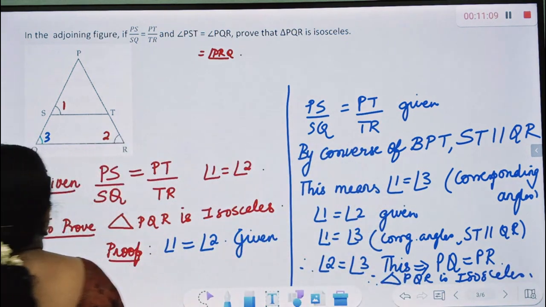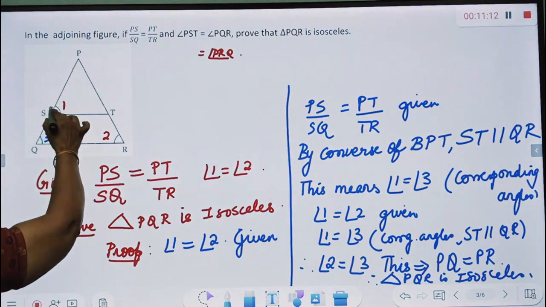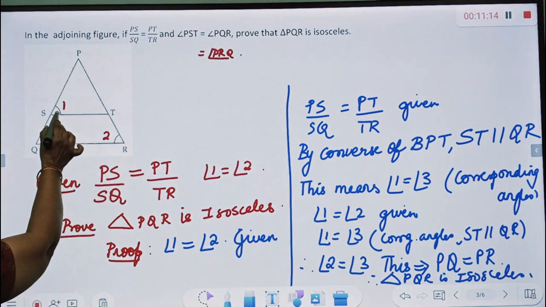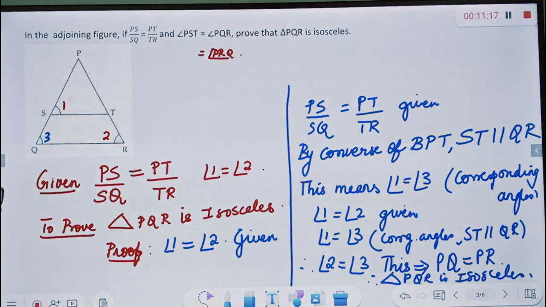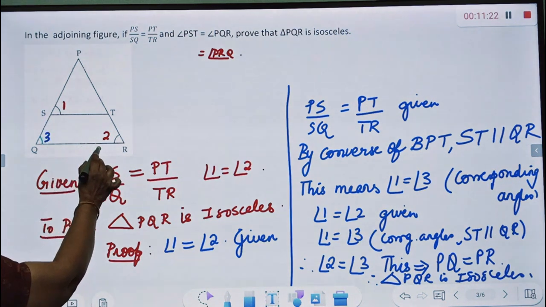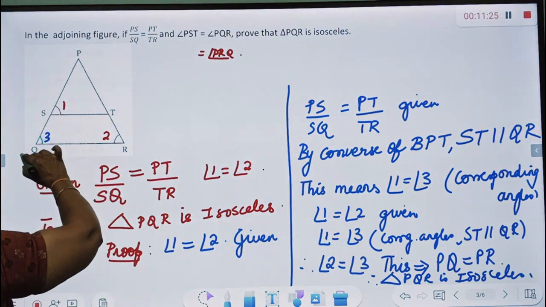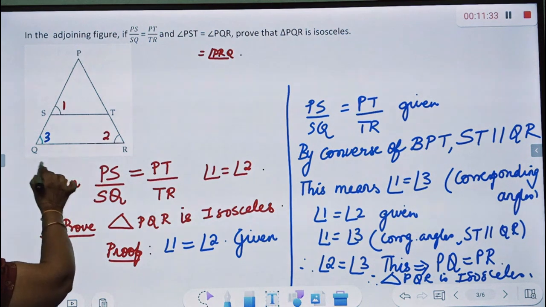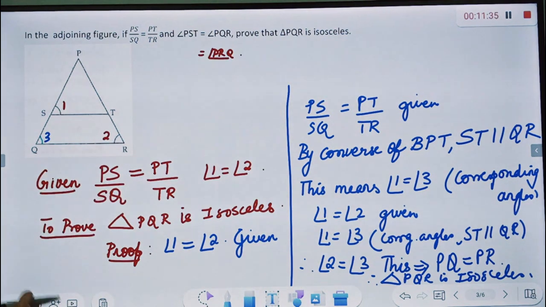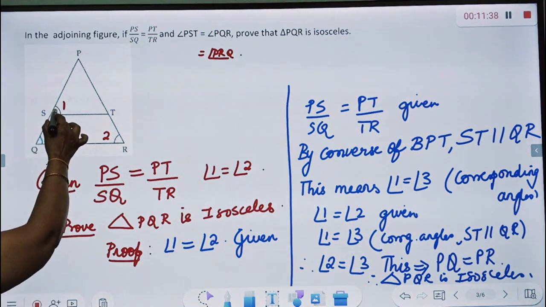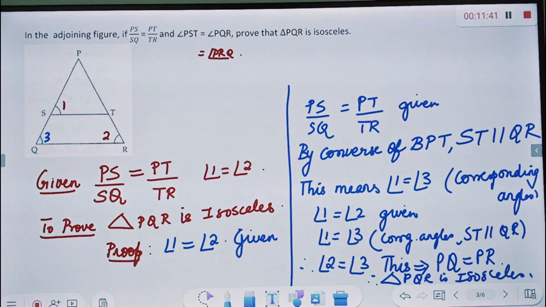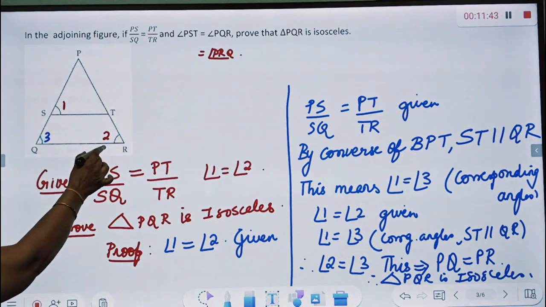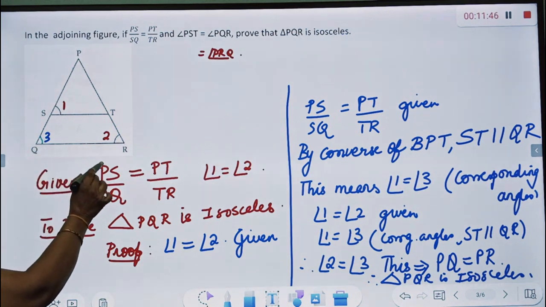So you have to prove the triangle is isosceles. What are you given? PS by SQ equal to PT by TR, and you're also given angle 1 equal to angle 2. Now, how to prove it is isosceles? First of all, angle 1 is equal to angle 2 is given. PS by SQ equal to PT by TR means by converse of BPT, basic proportionality theorem, ST has to be parallel to QR. If ST is parallel to QR, corresponding angles must be equal. So angle 1 should be equal to angle 3. But angle 1 is already equal to angle 2. Therefore, angle 2 is equal to angle 3.